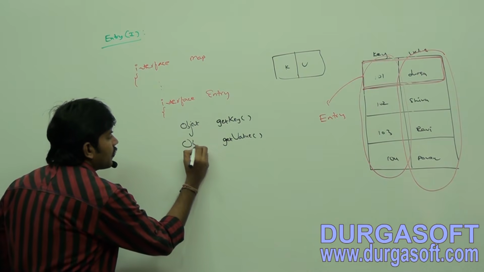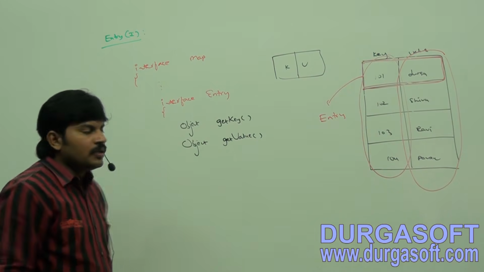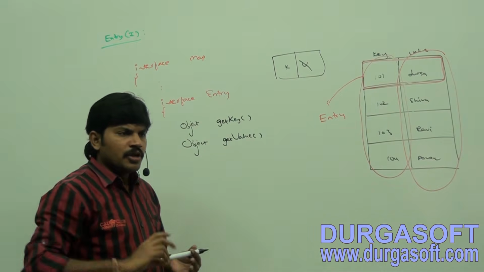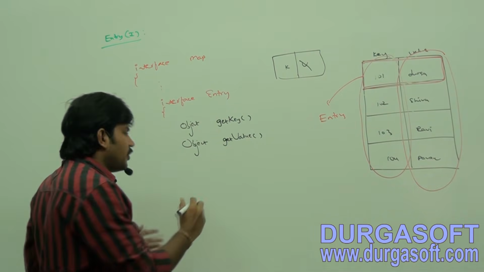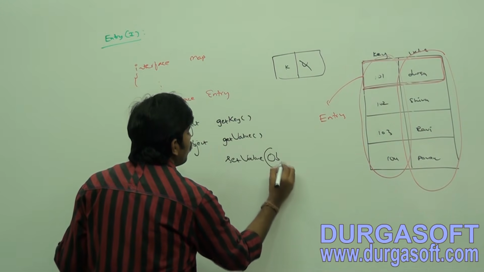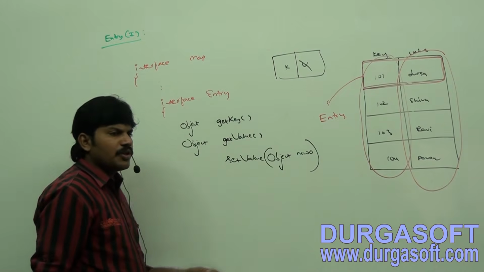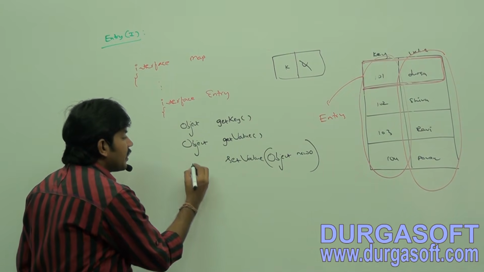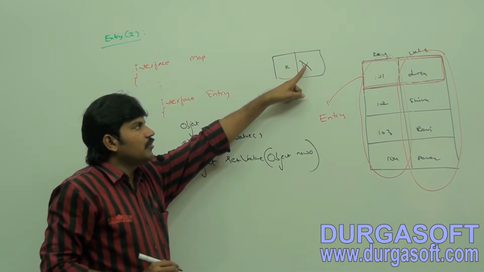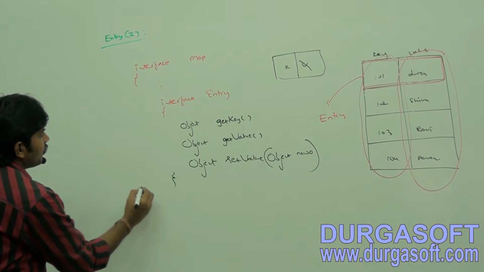Next, getValue. The return type we are going to get is Object. Object getKey, Object getValue. Next, sir, I don't want this value, can you please replace this value? Yes, boss, setValue. With which value do we have to set? With the new object. The return type is Object only. The old value will be returned by default. So this value is replaced with the new value and returns the old value.